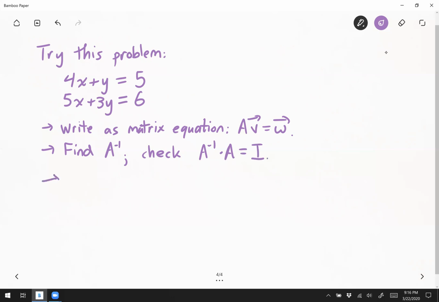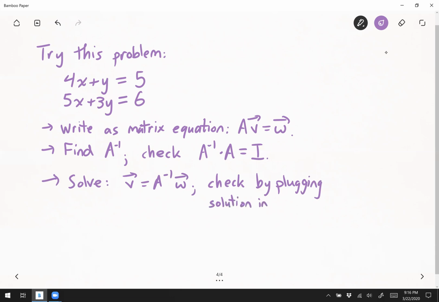Once you've verified that that's true, go ahead and solve. To solve, you calculate V, which is the vector of variables, as A inverse times W. And then, of course, again, we can check by plugging the solution into the original system. You should go ahead and give that problem a try, see how that works out.